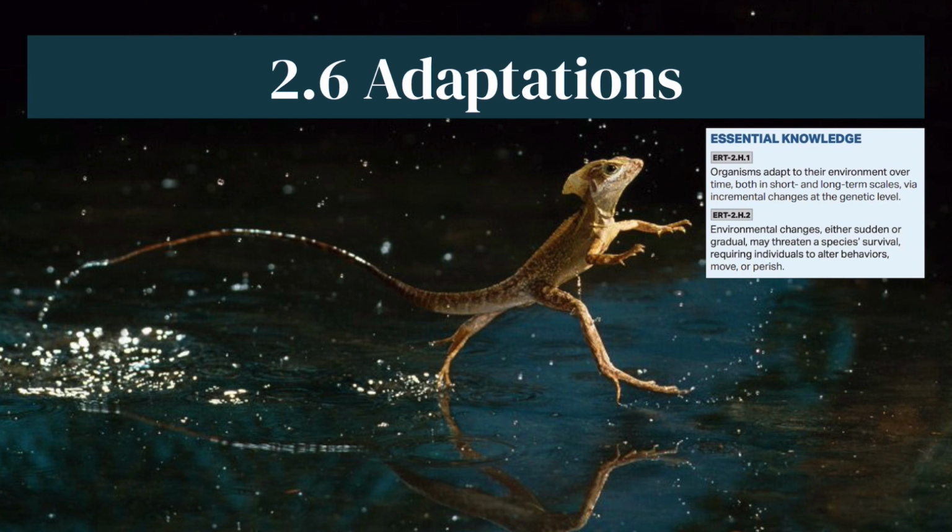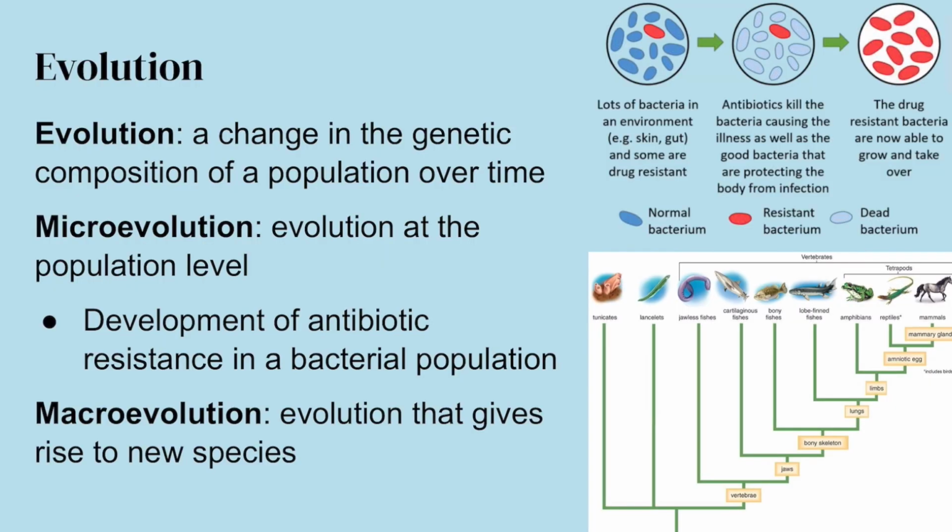Hi everyone! In this lecture, we will look at the process of evolution, which is the source of biodiversity. We're going to discuss genetic variation, mechanisms of evolution, and speciation. Evolution is defined as a change in the genetic composition of a population over time. Evolution can occur at multiple levels.